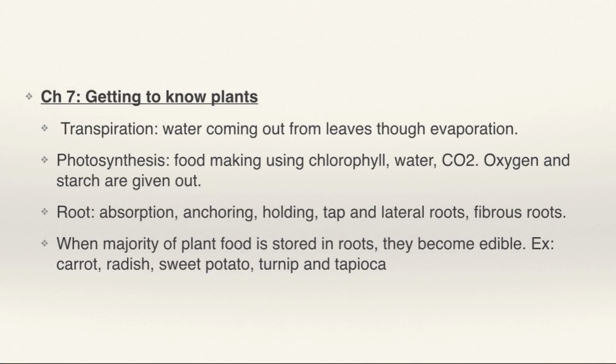Now transpiration is basically water coming out from leaves through evaporation. It helps in the absorption of water. Photosynthesis is food making using chlorophyll, water and carbon dioxide. Oxygen and starch are the output. Root is helpful in absorption, anchoring, holding. There are tap and lateral roots and fibrous roots. And when the majority of the plant food is stored in roots, they become edible. Examples: carrot, radish, sweet potato, turnip and tapioca.